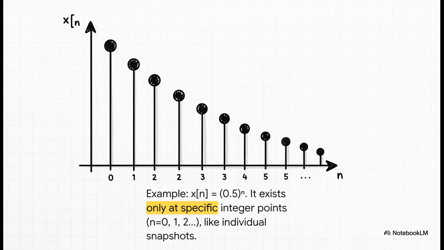And then on the other side, we have discrete time signals, or DT. And look, the notation is totally different. It's x[n] with square brackets. This is a huge clue. Unlike the smooth wave, a DT signal only exists at specific points in time, at integer values like 0, 1, 2, 3, and so on. It's not a continuous movie. It's more like a series of snapshots taken one after another.